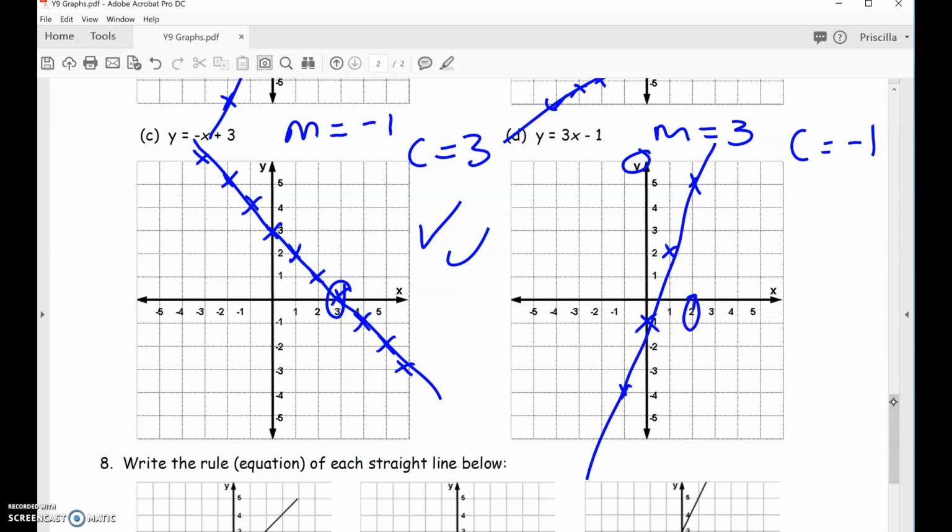And then I'm going to check with the number 2. 3 times 2 is 6 minus 1 is 5. So I'm happy that I got that correct.